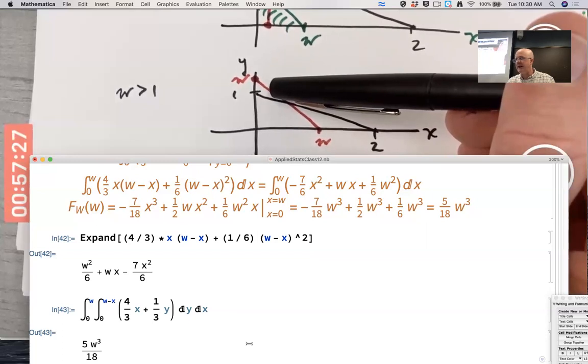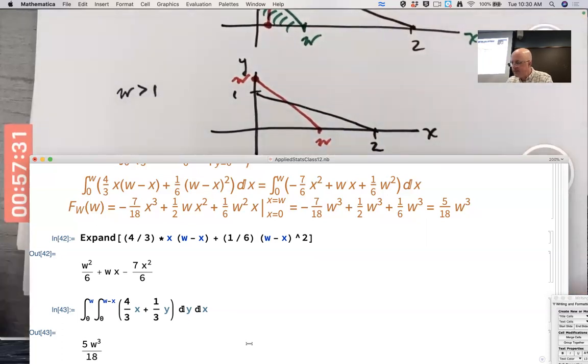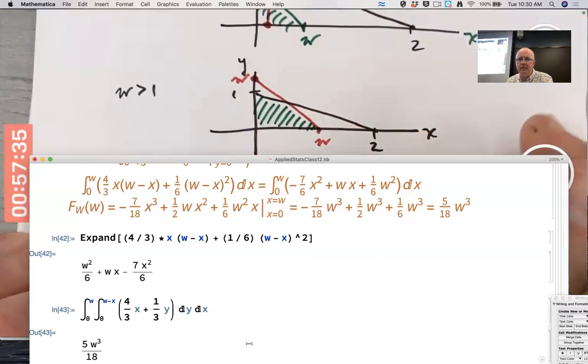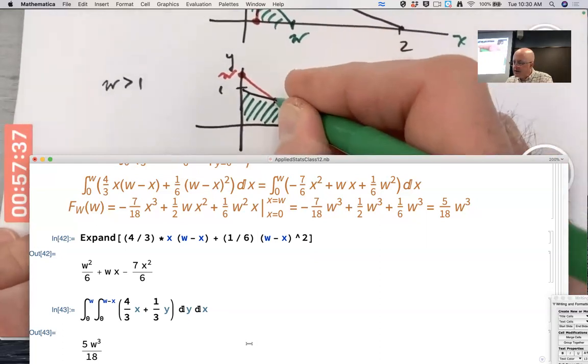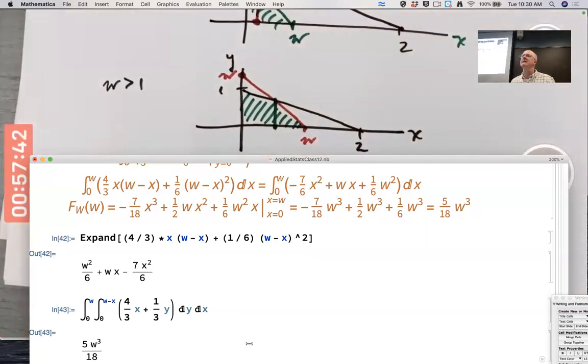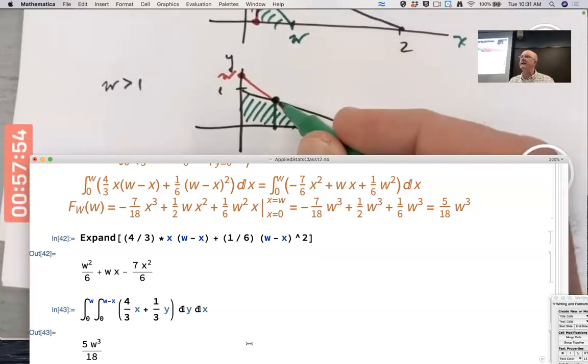So to actually do the calculation, you effectively have to think about integrating over this region here, which is no longer a triangle, though you can think of it as a trapezoid and a triangle combined. So you have to integrate over this trapezoid and then add the integral over this triangle, which complicates things in the sense that you've got to figure out what the coordinates of that point are in terms of W.